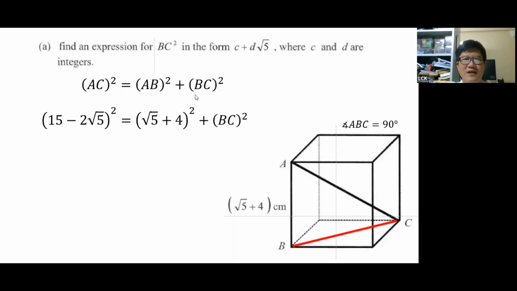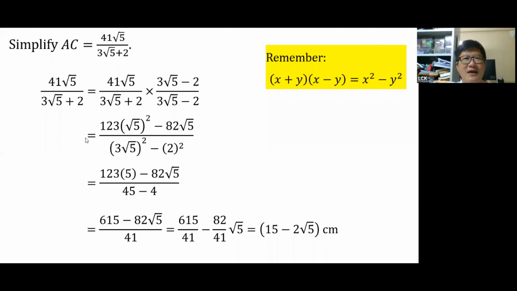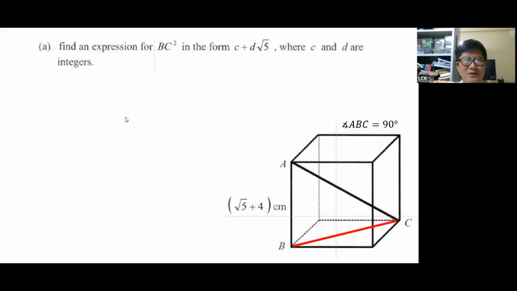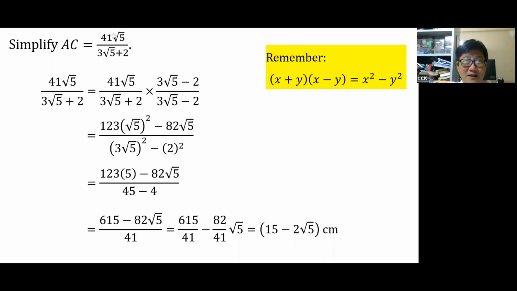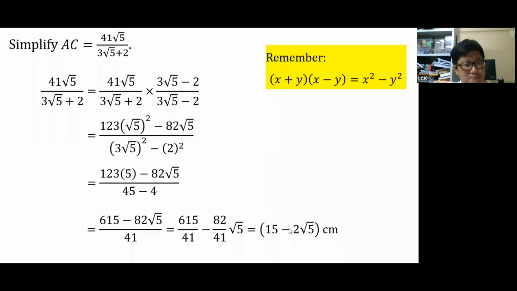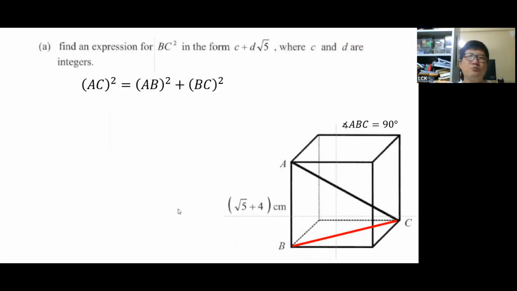And once I have done that, I can replace what I found here. Remember, I found this here, I can replace it in here. Imagine if I didn't do the simplification, the AC, I have to take from here, 41 square root 5 divided by 3 square root 5 plus 2. I've got to put it over here. It will be a disaster. So I put the simplified form here. So this earlier slide of simplification is important. If I didn't simplify here, I would not be able to proceed.